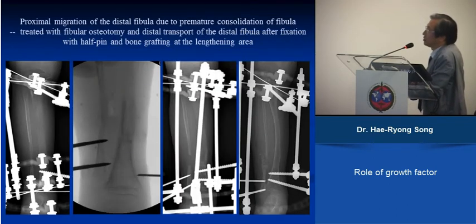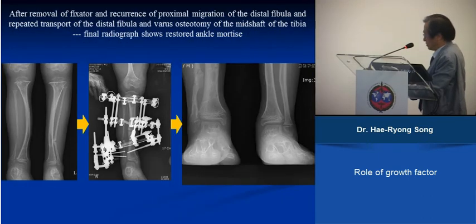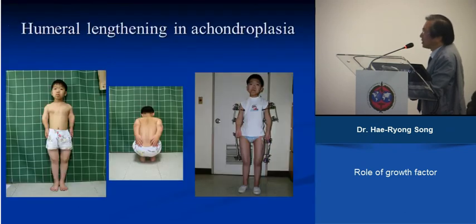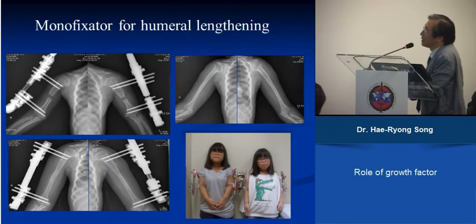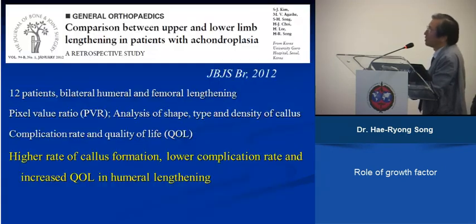This is another case of proximal migration of the distal fibula. You can see here, it proximally migrated because of premature consolidation, and then we cut the bone and transported distally, and then you can see here we restored the ankle mortise. Another, humeral lengthening, already mentioned here. Hygiene care is impossible here, and then we lengthened the humerus, and then we compared the complications between upper and lower limb. And we found a high rate of callus formation and a low complication rate in humeral lengthening.